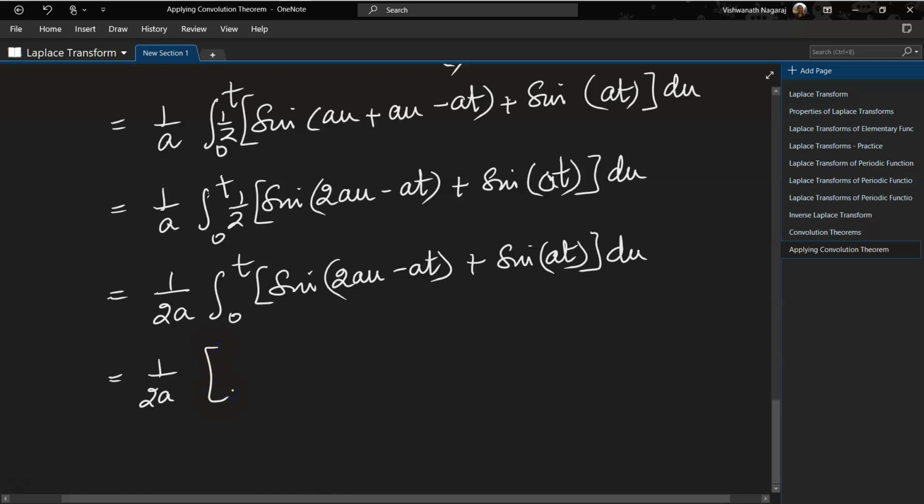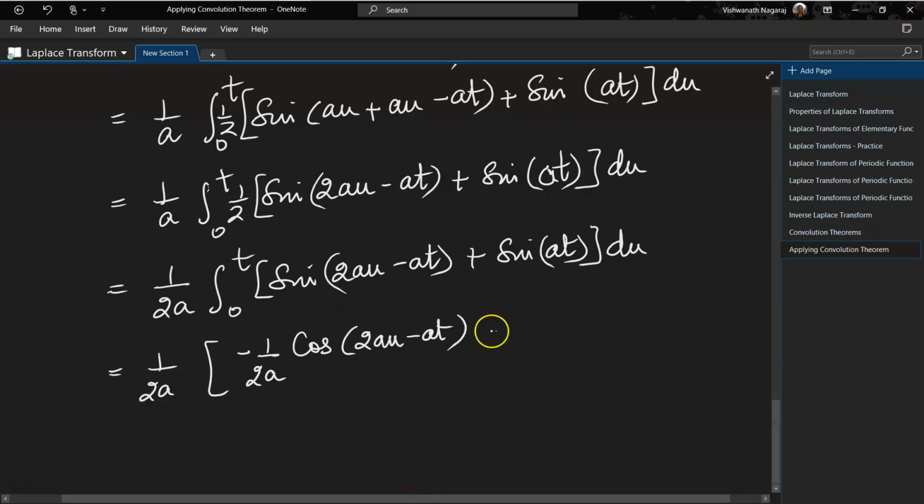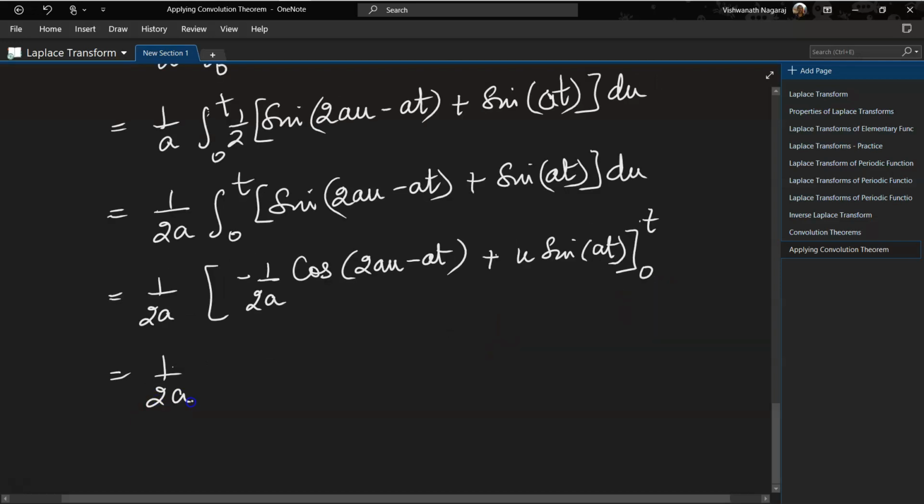What we get is minus 1 by 2a cos(2au minus at), if we integrate this, and then plus u sine(at) from 0 to t. Okay, now let's take care of the boundaries.